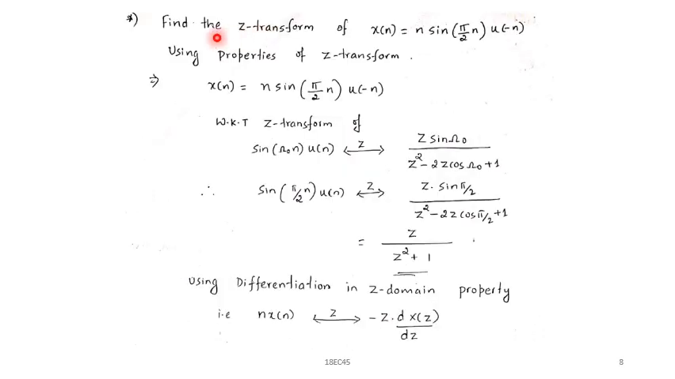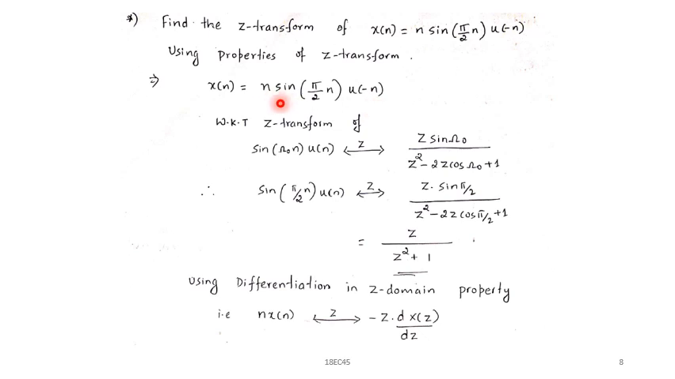The fourth problem is find the z transform of x of n is equal to n into sine pi by 2n u of minus n. And you have to find the z transform using the properties of z transform. Again, you have to apply the properties and you have to compute the z transform of this particular signal x of n. Now, first very important thing, before applying the properties, you should know which of the properties are applicable to solve this problem.